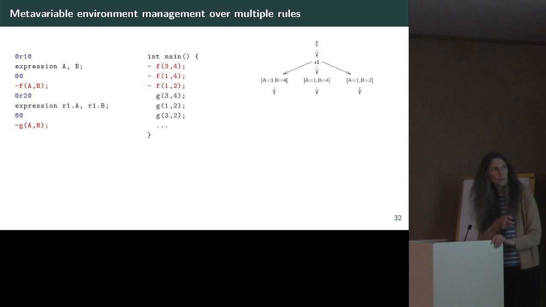We get A being 3 from the first call, B being 4, A being 1, B being 4, and 1 and 2. So we have 3 separate environments, and they are going to be passed into the next rule. The next rule is actually just inheriting all of its metavariables from the previous rule. So this rule will be applied 3 times, once according to this environment, once according to this environment, and once according to this environment. And so we can check GAB for the first environment, 3 and 4.